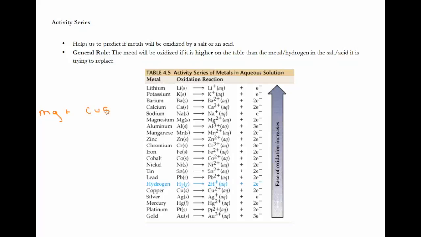So the only way for magnesium to kick copper out and subsequently oxidize it is if magnesium is higher on the activity series than copper. Okay? If it is higher, then it will be able to replace it. And so if you look, magnesium is right here, copper is down here, so that reaction works.